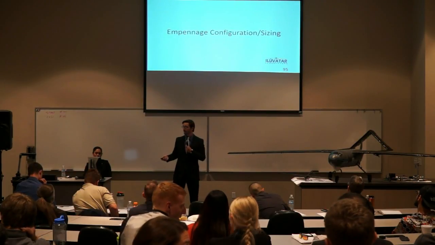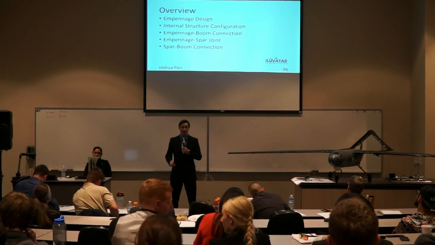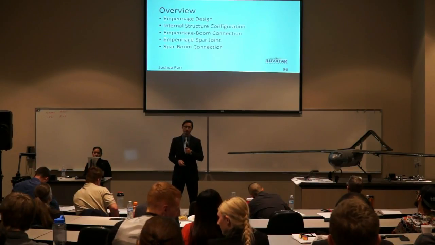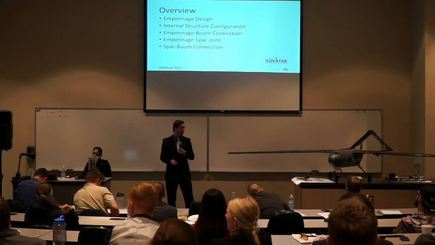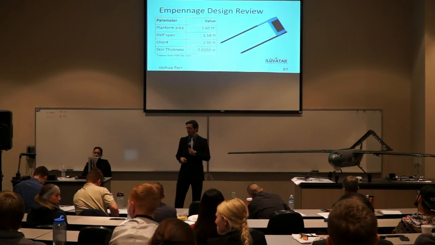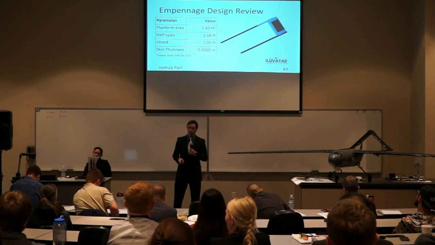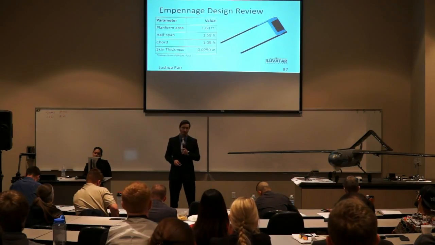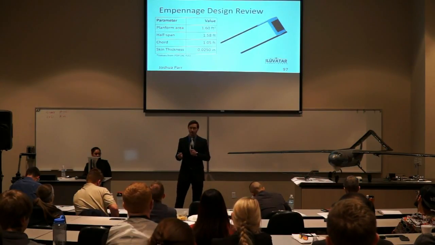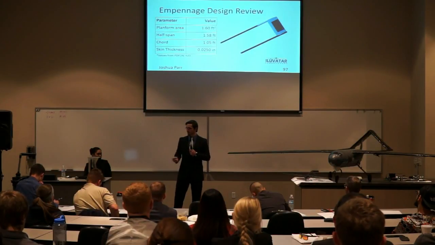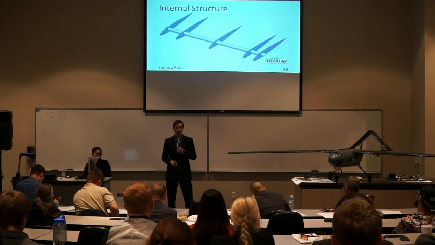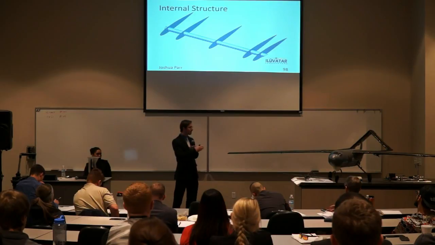Moving on to empennage configuration and sizing. We're going to cover the empennage design, the internal structure configuration, the empennage boom connection, the empennage spar joint, and the spar boom connection. The empennage design has a half span of 1.58 feet and a chord of 1.05 feet. It's using the same 2-ply thickness of carbon fiber, which is 0.025 inches. You can see the internal structure shown here. This is just a half span of the V-tail.